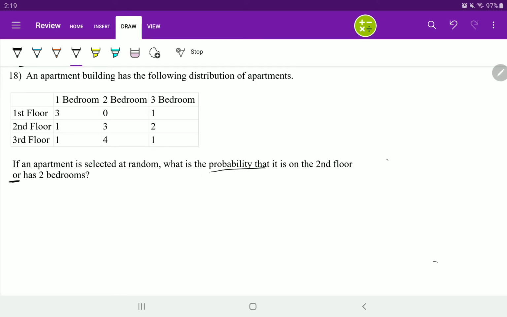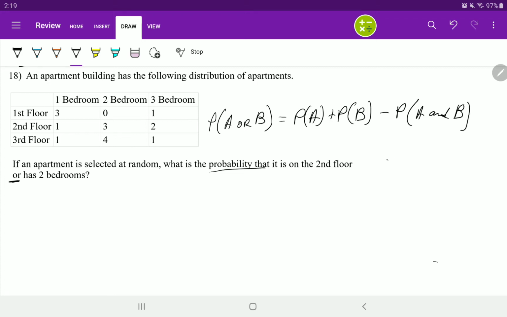When you have a probability question and it gives you the word or between 2 options, and you're making one selection, we like to use the addition rule of probability. The addition rule of probability for non-mutually exclusive events is the probability of A or B, where A and B are events, equals the probability of A plus the probability of B minus the probability of A and B. So we're going to use the addition rule to answer this question.